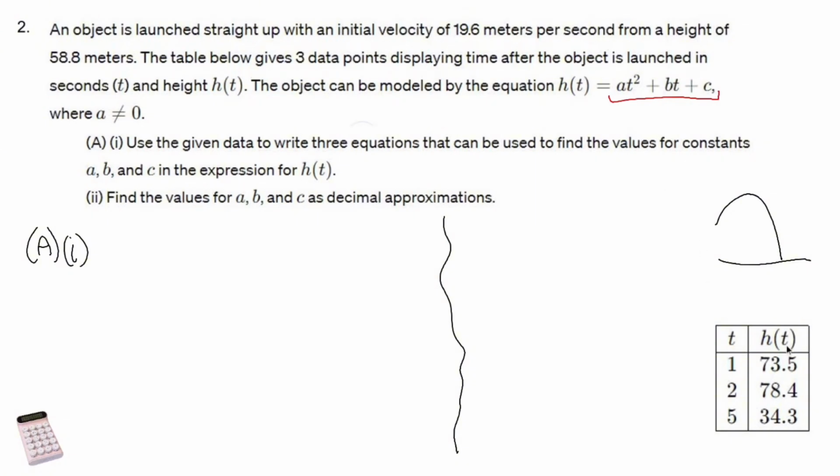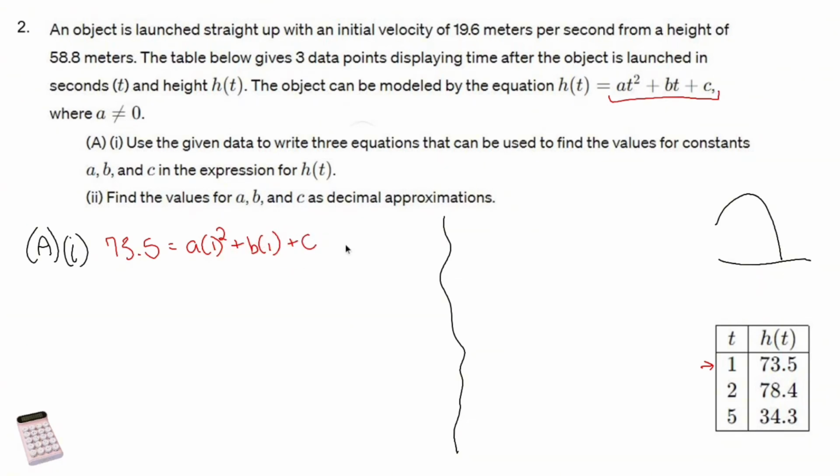So if your t and your h of t, one of my equations is h of 1 is 73.5. So I'm using this information right here. It equals a times 1 squared plus b times 1 plus c.